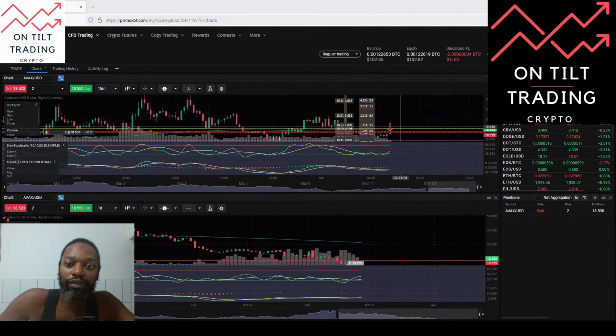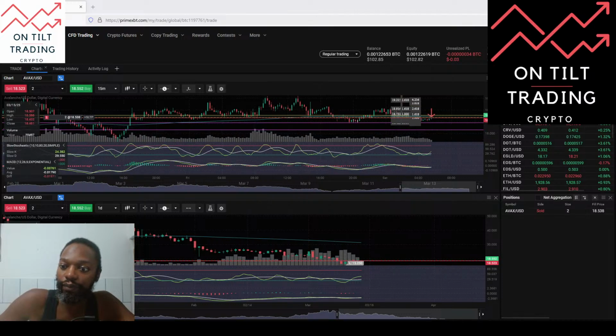Then if we zoom out a little bit, we see this blue line right here and here. This is the 200 EMA here on the 15-minute chart. If you see these purple lines here, these are Camarilla pivot points. This is S3. This is S4. So my trading system is based off of Camarilla pivot points.